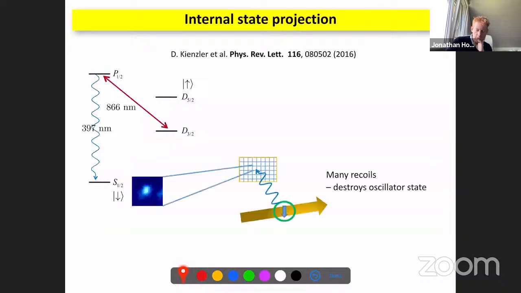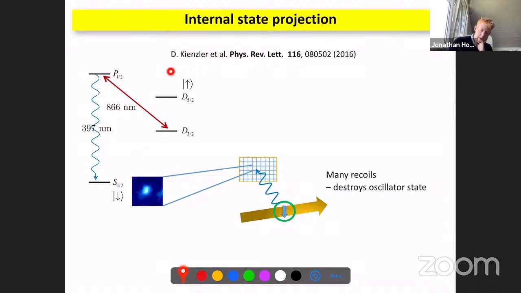And if we perform detection, what we do is we scatter a lot of photons if we started off in the S1/2 state, right? And if we scatter a lot of photons, we'll receive them on our camera and our ion will be bright, yeah? The problem with that from the point of view of the oscillator is that we have to recoil thousands of photons in order to make a good bright detection, okay? So it completely shreds our oscillator state.